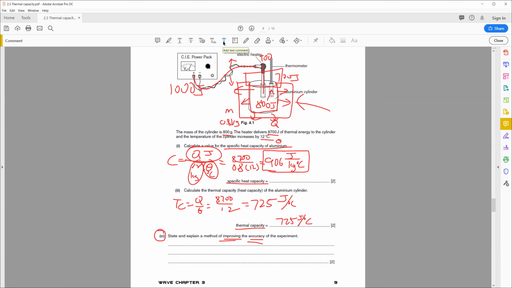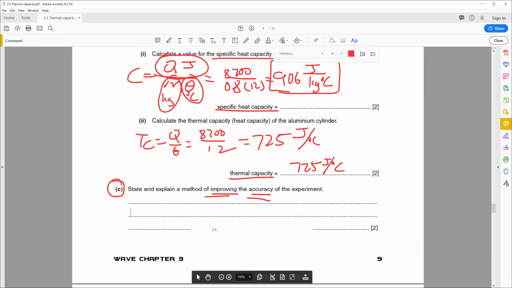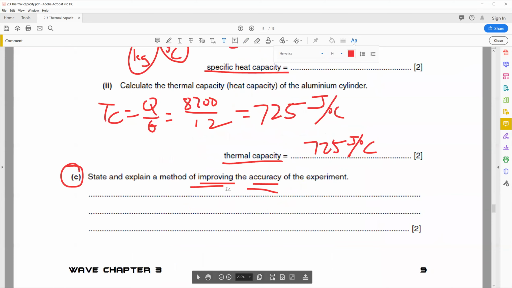So keyword guys, the key idea here is that you need to understand that heat will always be lost to the surrounding. The only way to improve anything that is related to heat related questions is to prevent heat loss. And the only way to prevent heat loss is to add layers and layers of insulation to any heat related experiments. Okay, so from here, if I ask you to state and explain the method of improving the accuracy, I'm going to first put my statement on.